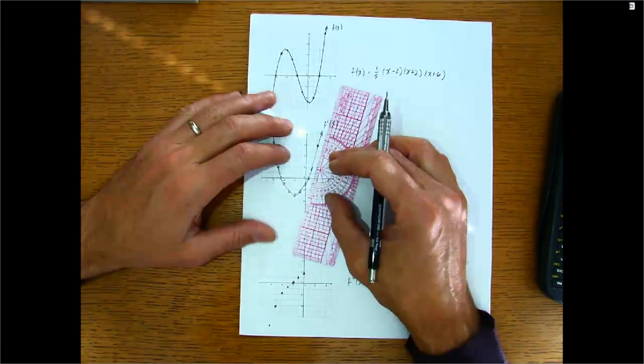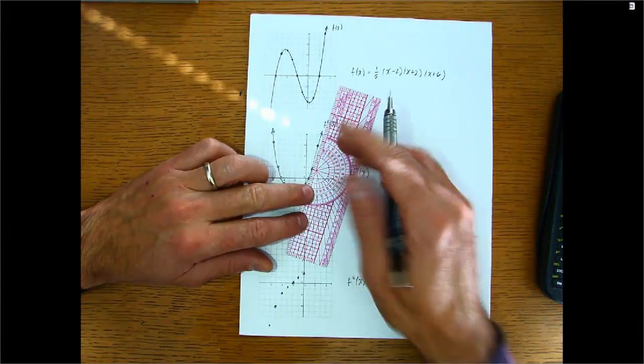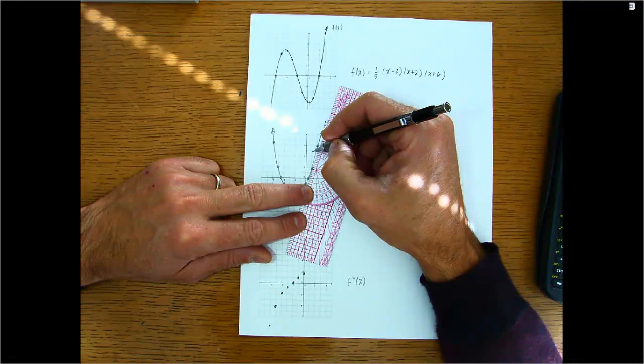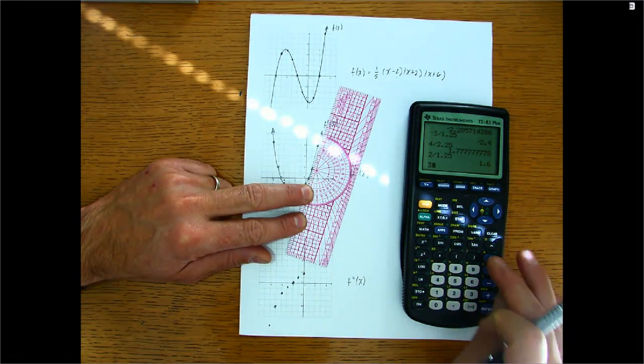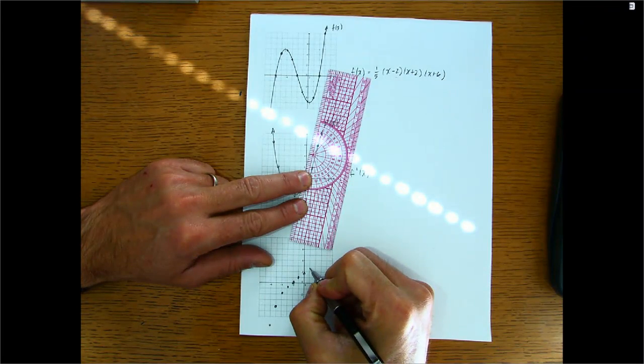Okay, let's try 1 now. Now when I'm at 1, what's going on? I'm going up 1, 2, 3 over 1 and maybe 1/4. So 3 divided by 1.25, it's about 2.4.